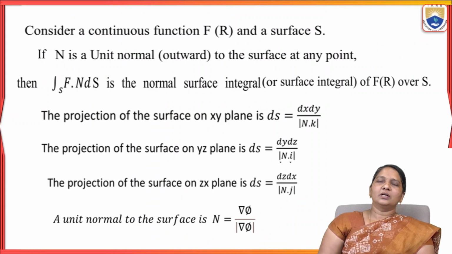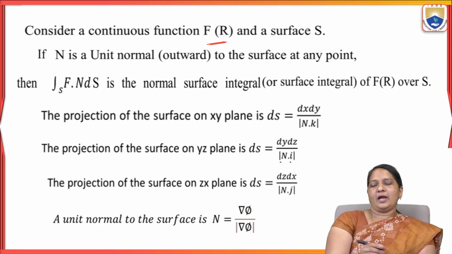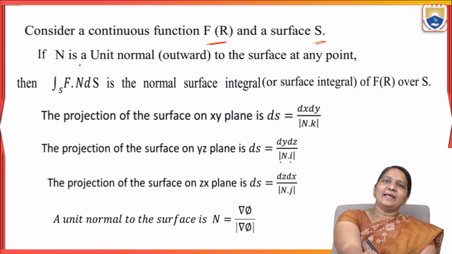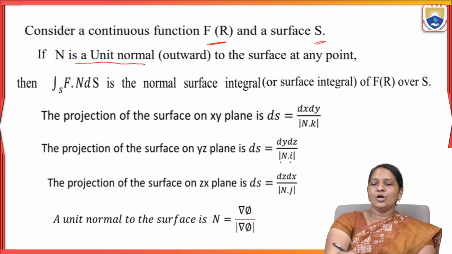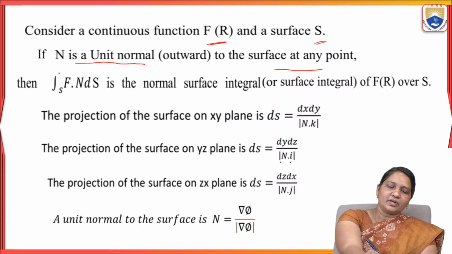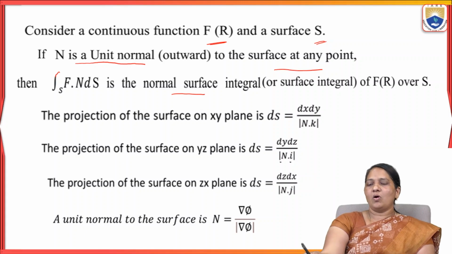Here we are taking a continuous function, f of r, and the surface is S, and here we have N. What is that N? N is the outward unit normal to the surface at any point. So the integral over S of F bar dot N bar dS is the normal surface integral of f of r over S.